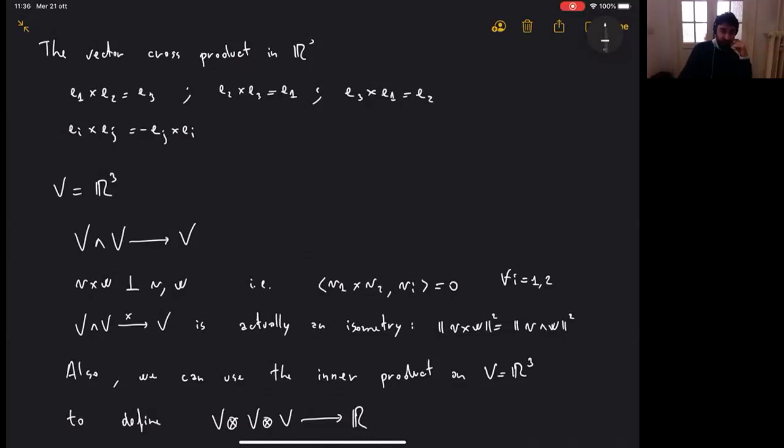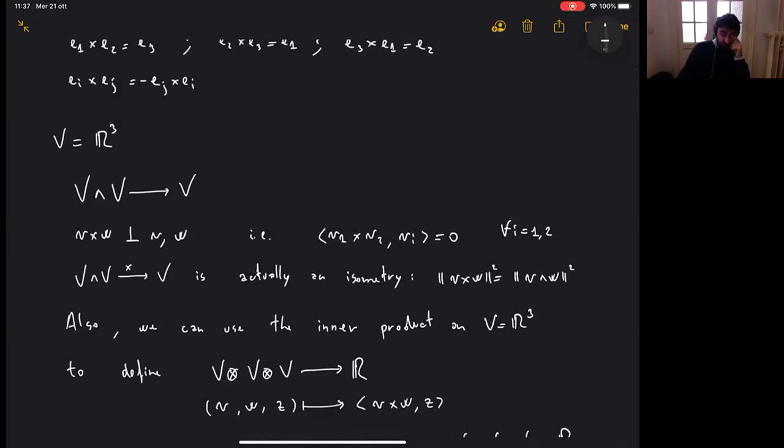And there's also a third property. This is not part of the definition, but it is a consequence, which is the following. We can take three vectors and use the inner product to define a trilinear form. So we take the cross product of V with W and pair it with Z.